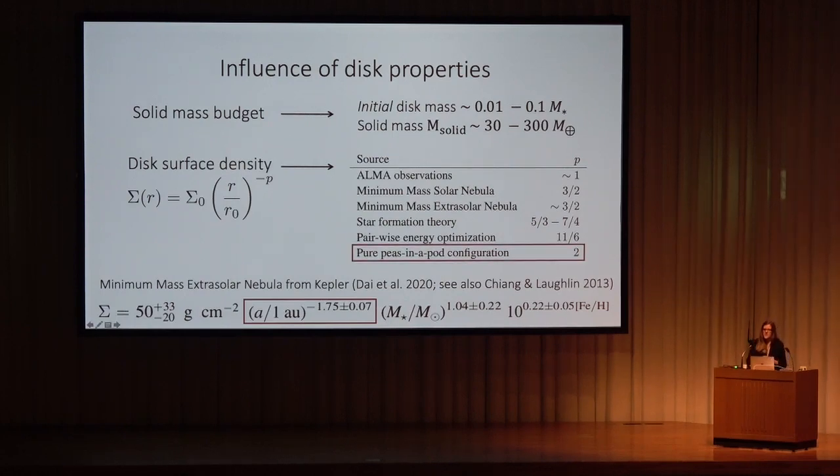It's helpful to note that a purely peas in a pod configuration, which is equal masses in units of equal log semi-major axis spacing, has a power law index of 2. Importantly, this is a steeper surface density distribution than the disks that gave rise to it, which suggests that the material must move inwards relative to the initial distribution to create the observed planets.